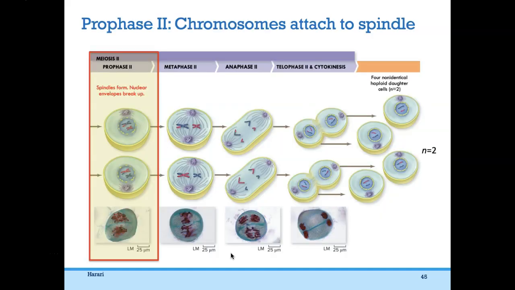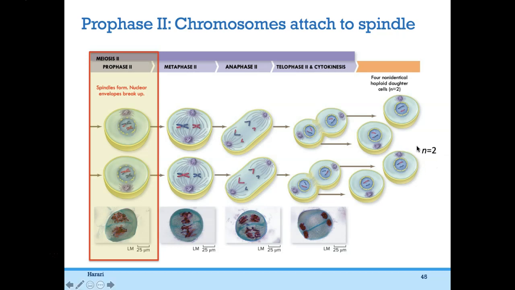So once Meiosis I is complete, we are ready to go on to Meiosis II. And Meiosis II has the same four phases, right? But we call them Prophase II, Metaphase II, Anaphase II, Telophase II. And at the end of Meiosis I, we finish with two daughter cells that have the haploid number of chromosomes, meaning they only have one chromosome from each homologous pair.